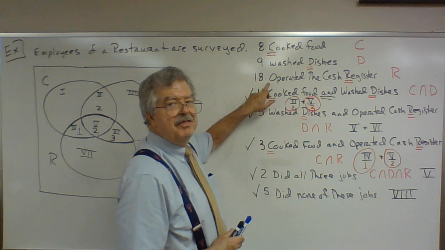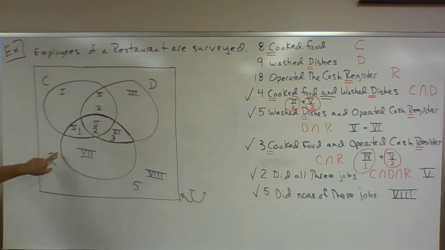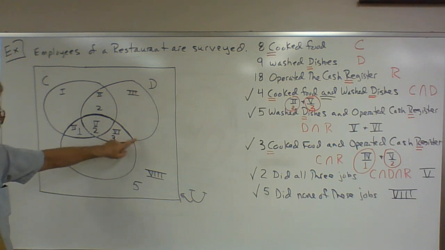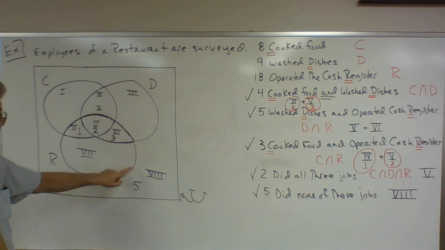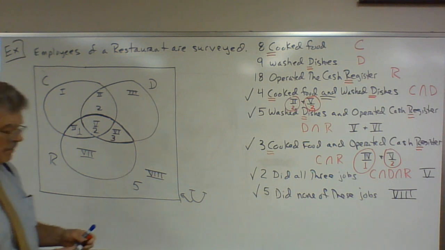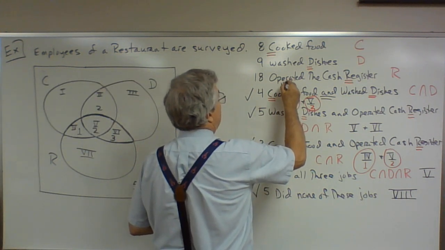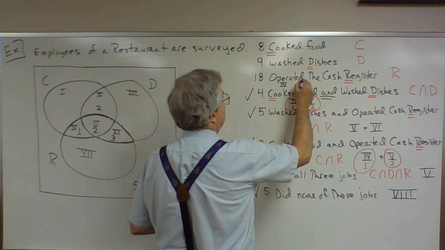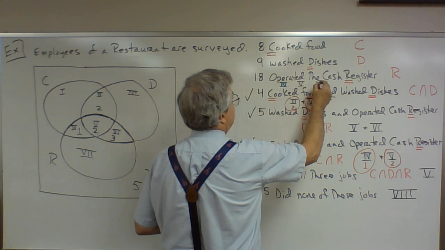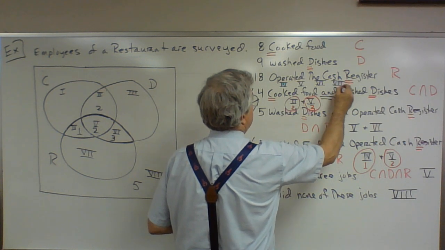Eighteen operated the cash register. Well, this whole big circle is the cash register circle. That's regions 4, 5, 6, and 7. Holy moly. So that's 4, 5, 6, and 7.